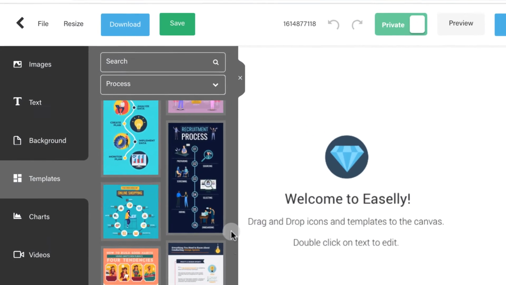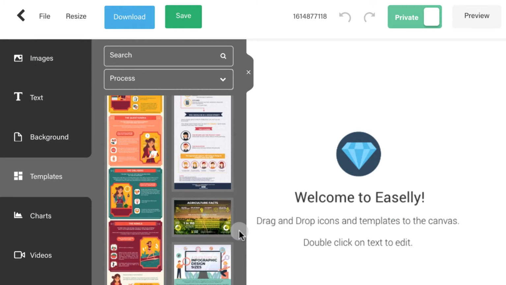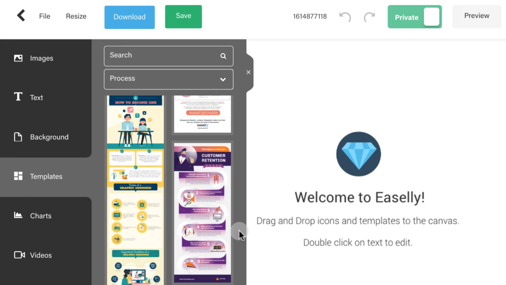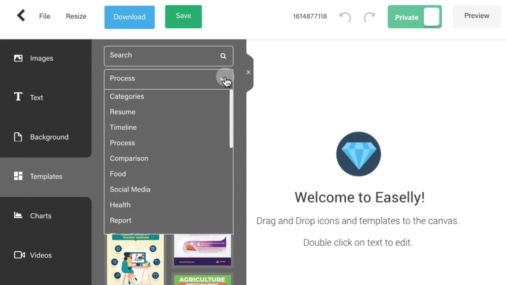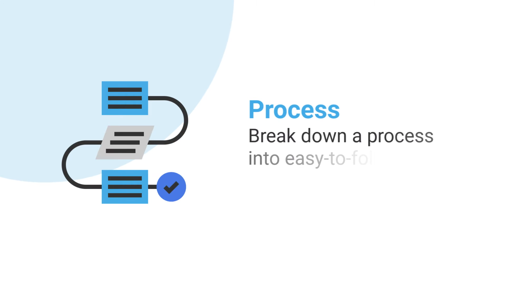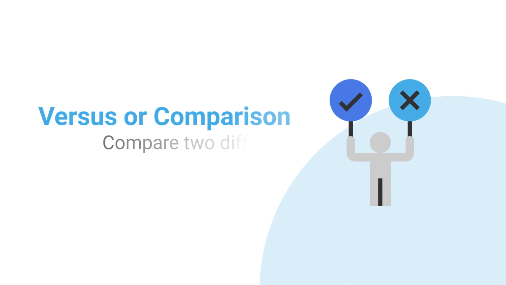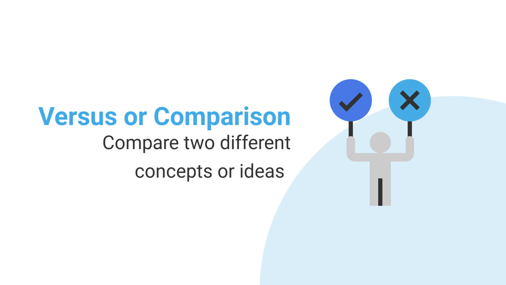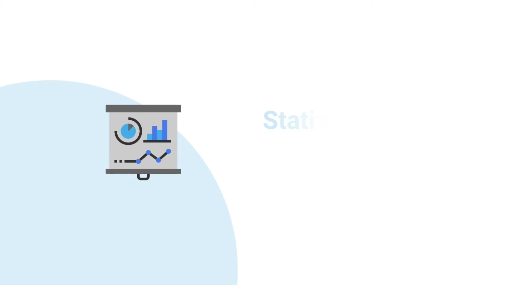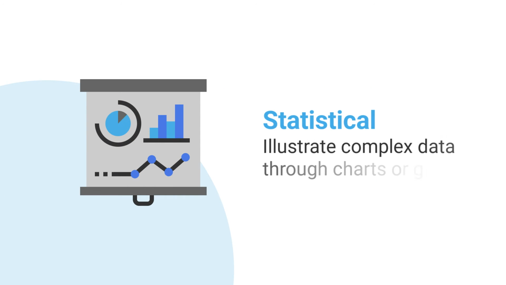Choose a template with a style and layout appropriate to the audience and purpose of your content. There are many different types of infographics, but here are a few examples. You can choose a process infographic to break down a process into easy-to-follow steps, a versus or comparison infographic to compare two different concepts or ideas, or a statistical infographic illustrating complex data through charts or graphs.